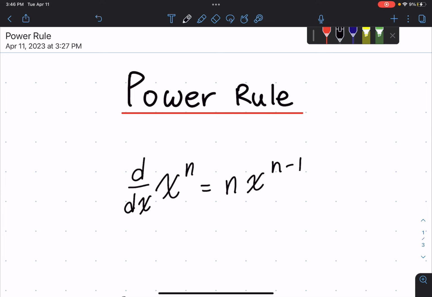So essentially, we're subtracting 1 from the original exponent, and we're leaving the old exponent as the new coefficient of the derived function. Let's do a couple of practice problems using the power rule.